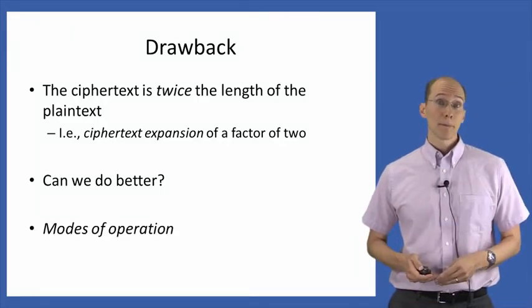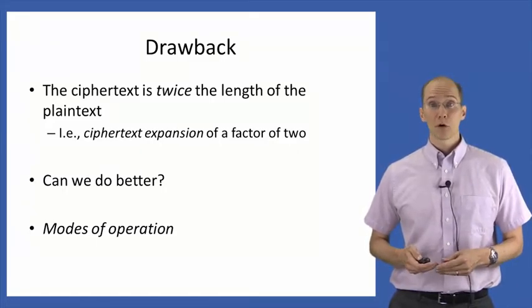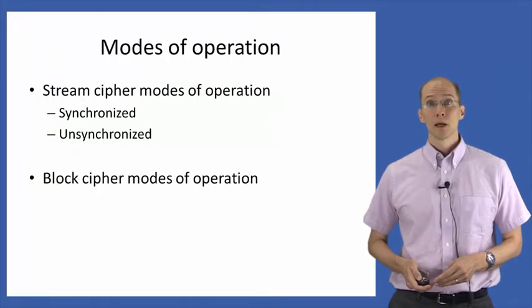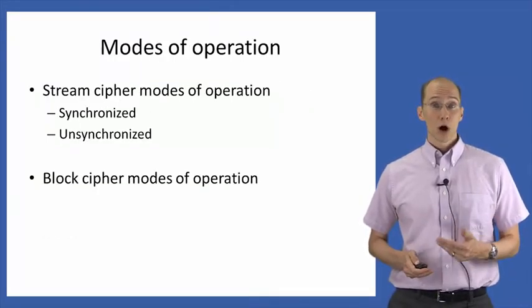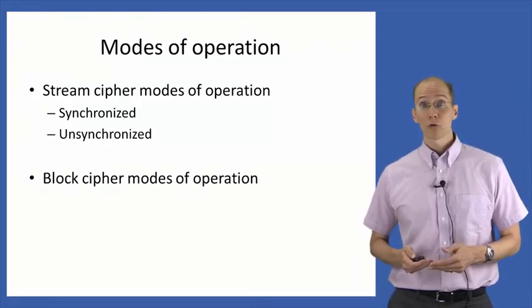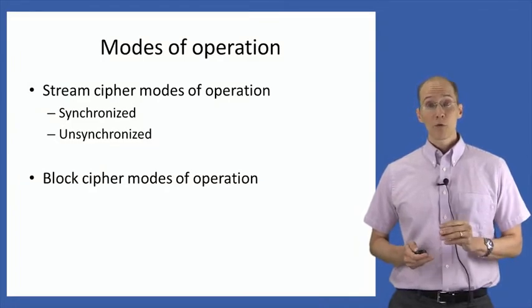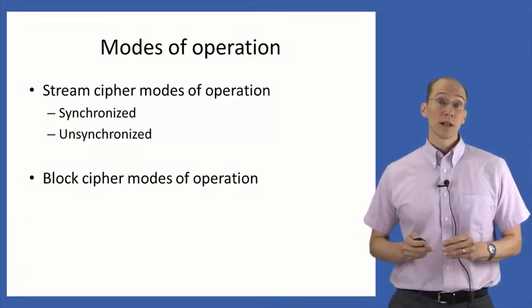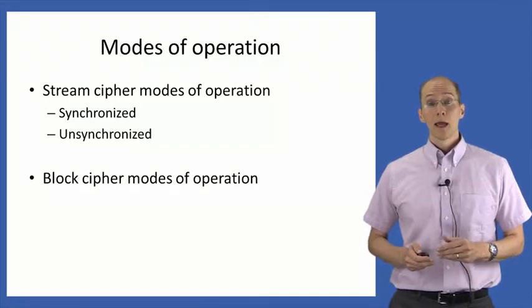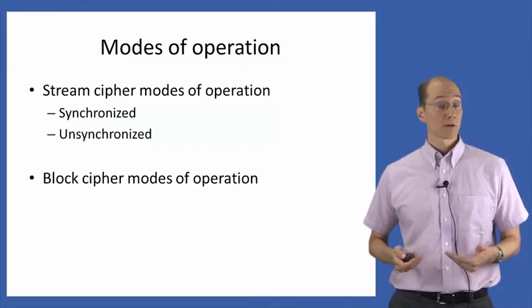And this brings us to the topic of modes of operation, which are more efficient mechanisms for encrypting arbitrary length messages. Now, just to be clear on the terminology, there are stream cipher modes of operation that are based on an underlying stream cipher, or pseudorandom generator. There are two flavors of stream cipher modes of operation, synchronized and unsynchronized. But unfortunately, due to lack of time, we're not going to cover any of these. Instead, we're going to just look at block cipher modes of operation. These are modes of operation that, of course, are built on some underlying block cipher or pseudorandom function.